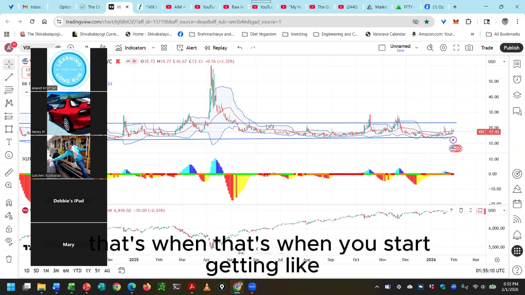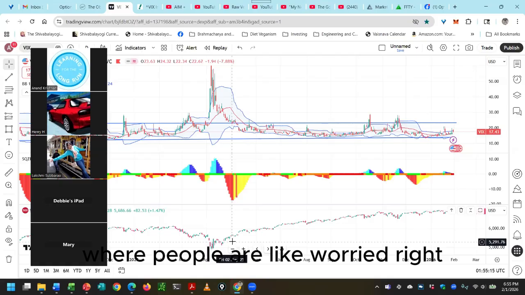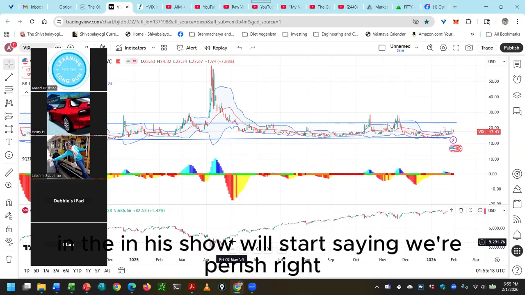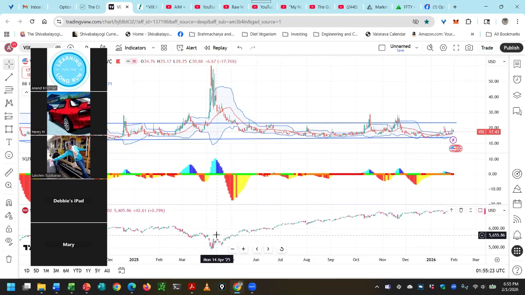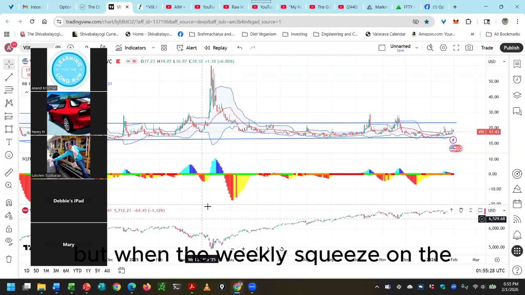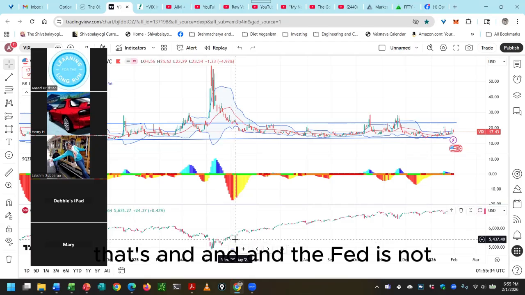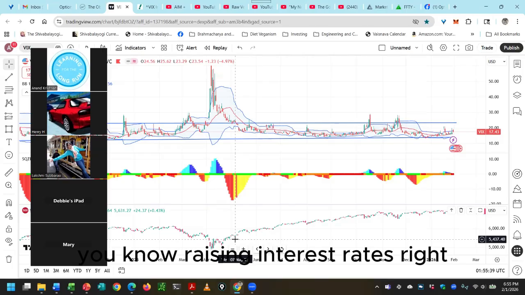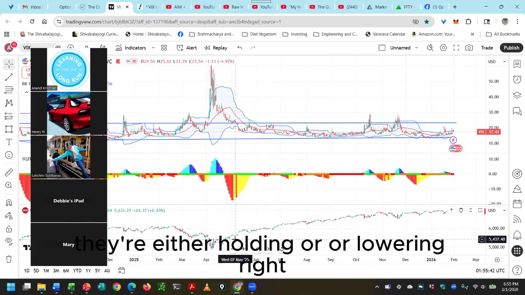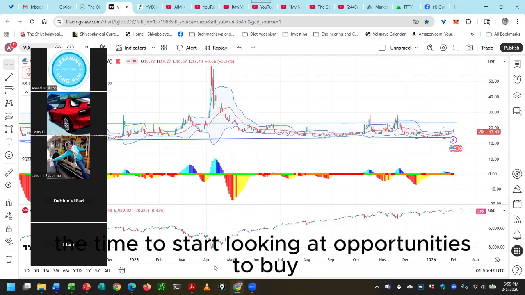And that's when you start getting blood in the streets, in this region, where people are worried. Even Kramer in his show will start saying we are bearish, and it's like, oh no, we should all sell everything. But when the weekly squeeze on the SPY turns from red to yellow, and the Fed is not raising interest rates, they're either holding or lowering, that's the time to start looking at opportunities to buy.